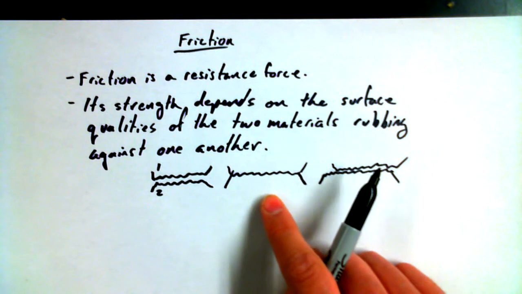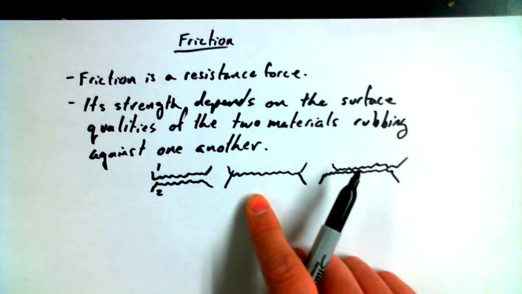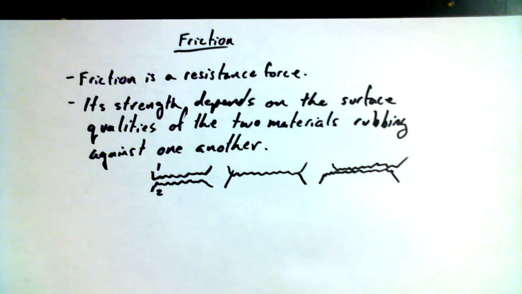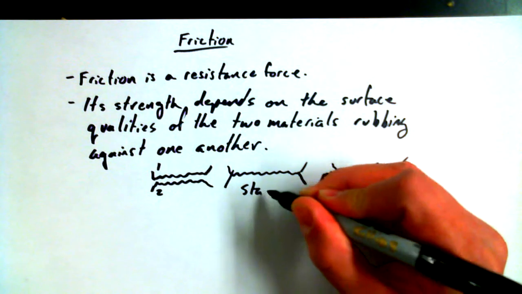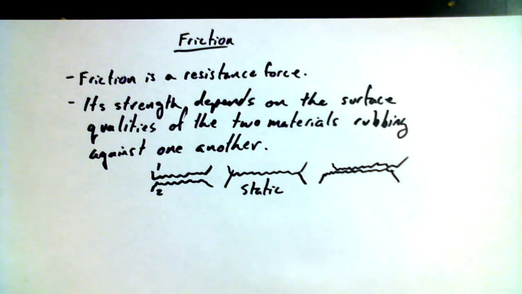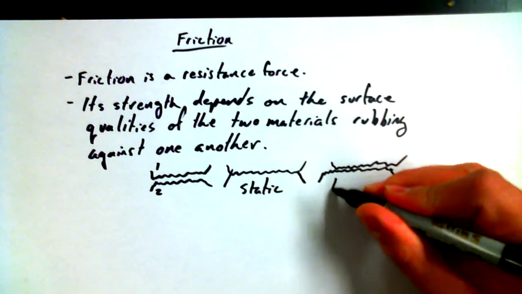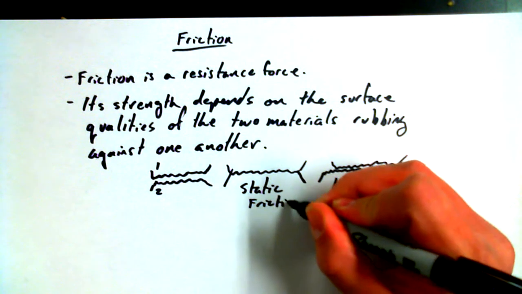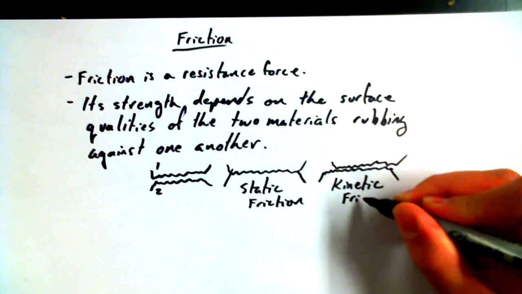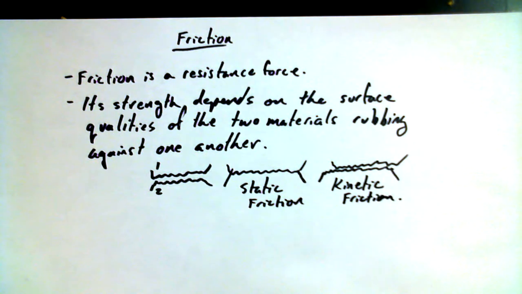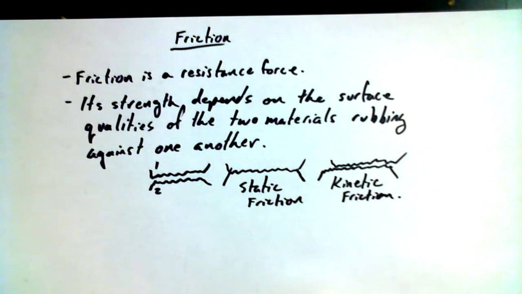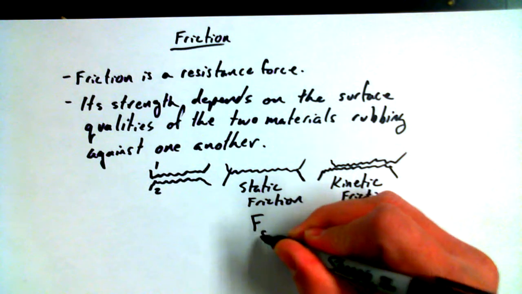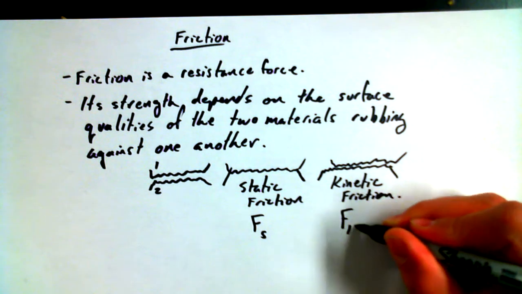We want to talk about this surface here being stuck together a little bit more because the teeth are interlocked with one another. People call this a static situation. And when these surfaces are sliding across each other, we call it a kinetic situation. And since we're talking about friction, exactly as Sam said, we have static friction and kinetic friction. In terms of variables, we're going to use Fs for static friction and Fk for kinetic friction.